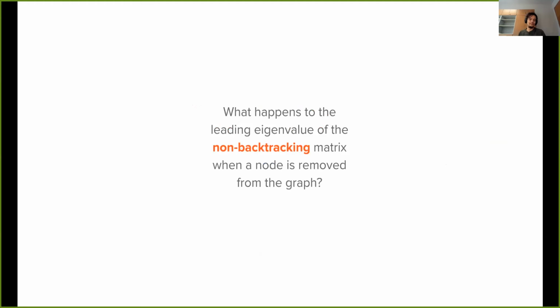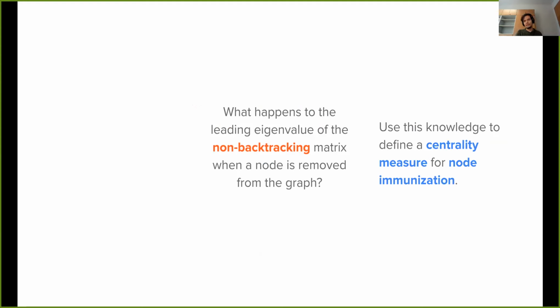All right, so the research question for today is the following. What happens to the leading eigenvalue of the non-backtracking matrix of a graph when a node is removed from the graph? Once we develop a little bit of theory to answer this question, we're going to use this knowledge to define a centrality measure that we're then going to use for the task of node immunization. In the context of a disease spreading over the network, you can think of removing a node as immunizing that node against the spread of disease. And of course, you need to choose which nodes you're going to remove depending on the centrality measure that we're going to develop in a second. So these are the kinds of ideas that I'm going to be thinking about.